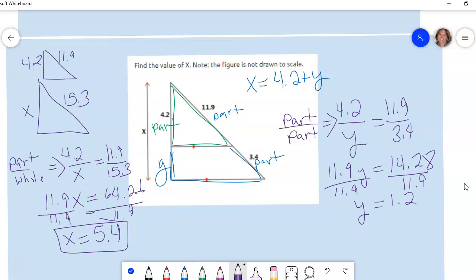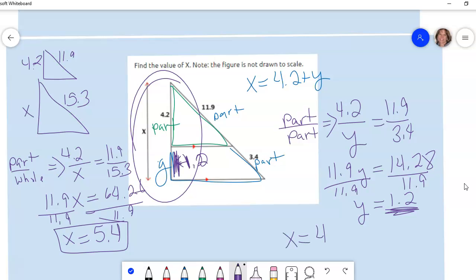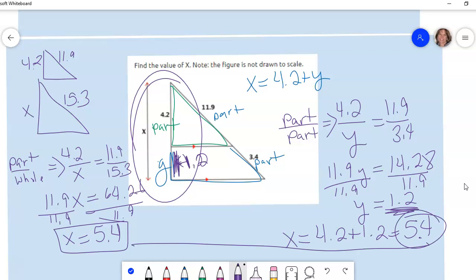Now again, that is only, this little 1.2 is only this part of my whole segment. It's just this little part here. We want the whole thing. So we need to find the whole value of x, which is 4.2, plus that 1.2 to give us 5.4. So again, just got to be careful on how we proportionally see that. Hope that helps clear up some things.